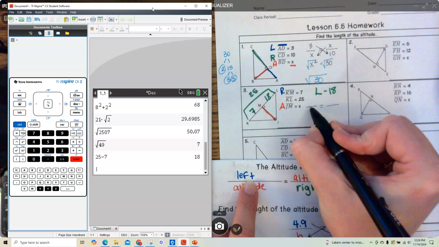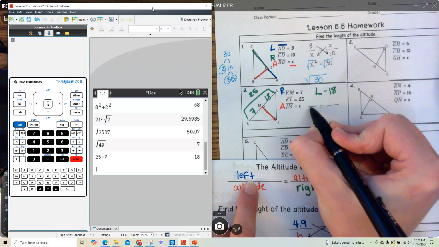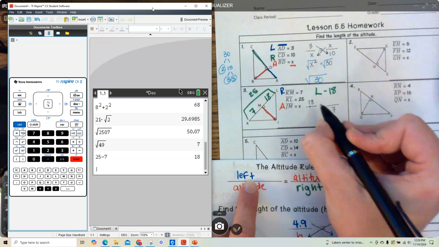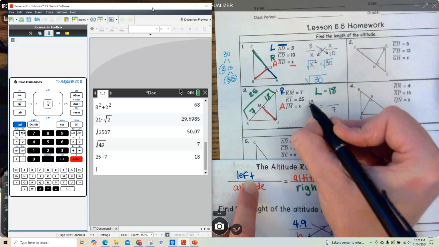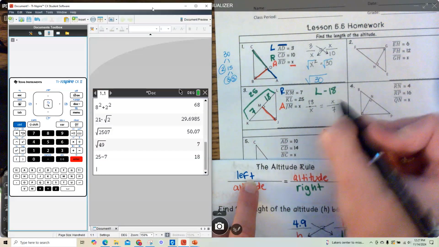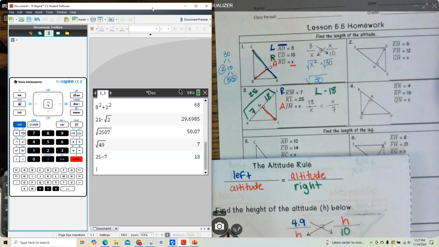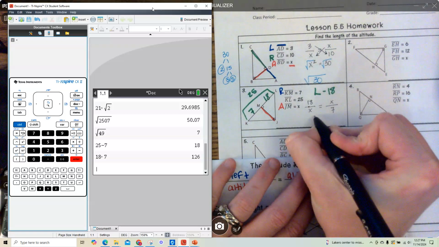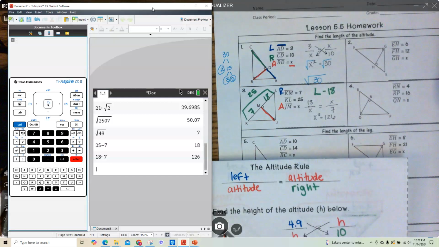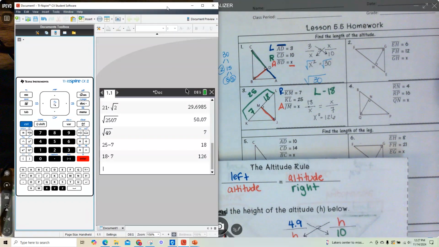All right. Left. Did I do that right? I just labeled in the wrong colors. Left is 18. Right is 7. Honestly, it doesn't matter, as long as the left and the right are opposite from each other and the altitude is opposite from itself. Okay? So 18 times 7 is 126. X squared equals 126. The square root of 126 is disgusting.